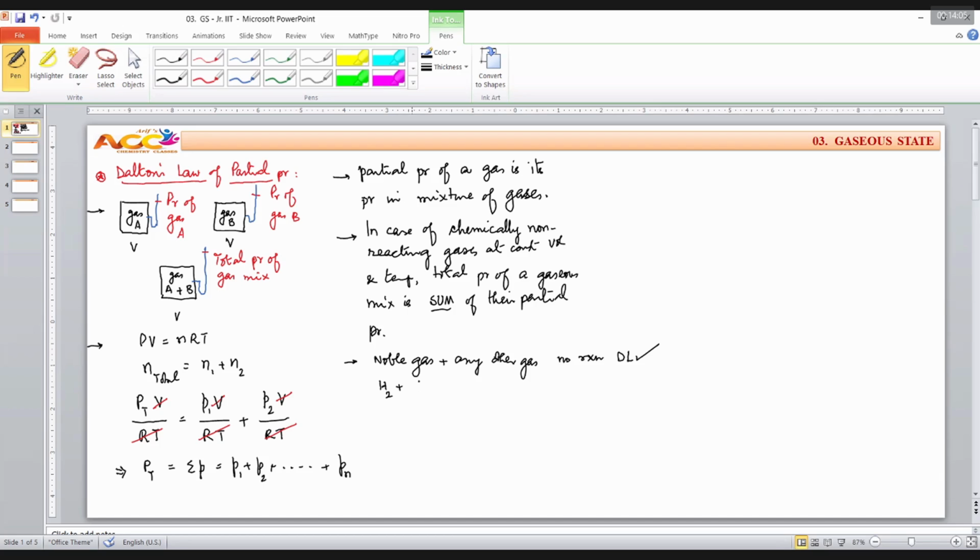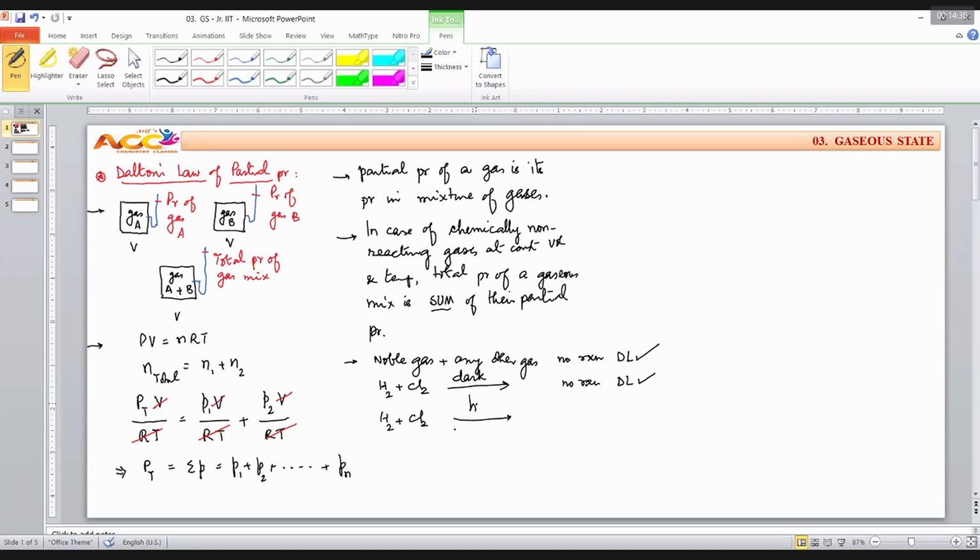H2 plus Cl2. Remember that these two, when they are kept in dark, do not react. If you keep them till your completion of IIT, from intermediate to IIT, they say, no, we don't want to react because we don't have energy supplied. Therefore, no chemical reaction. If there is no chemical reaction, Dalton's law is applicable. No, sir. Take H2 and Cl2 and pass sunlight.